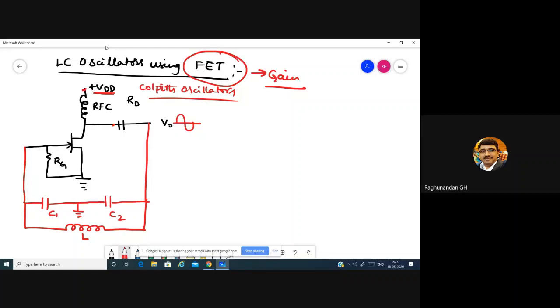The rest of the things is same. So here also, you can see it is in common source configuration. Common source configuration is similar to common emitter configuration which we were talking about in BJT. So in common source configuration also it will have a 180-degree phase difference. This creates 180-degree phase difference and this creates 180-degree phase difference. Overall, this is going to give you 360-degree phase shift or 0-degree phase difference.